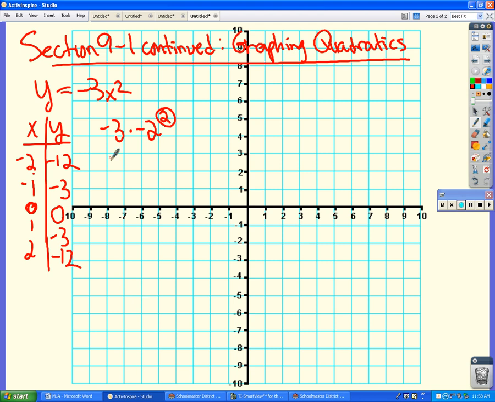Positive 4. And then what's positive 4 times negative 3? Negative 12. Okay? So square it first and then multiply by this number right here. All right? Okay, so now we just need to graph these.